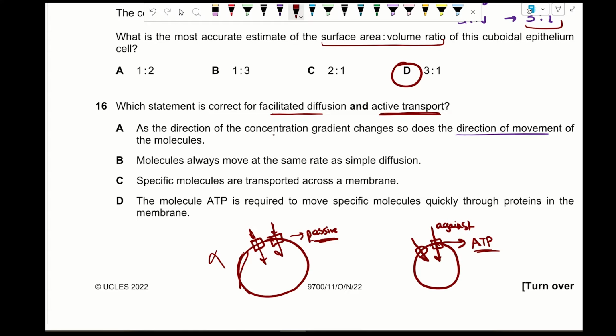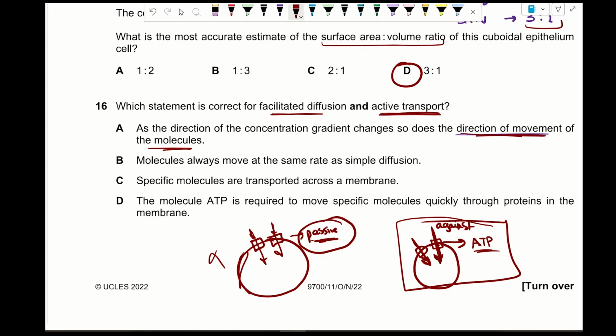A. As the direction of the concentration gradient changes, so does the direction of movement of the molecules. This would only be correct in the case of facilitated diffusion because we said it's passive and it goes from high concentration to low concentration. But in the case of active transport, even if the gradient changes, it still only goes in one direction. Active transport only occurs in one direction. Therefore, this is incorrect.